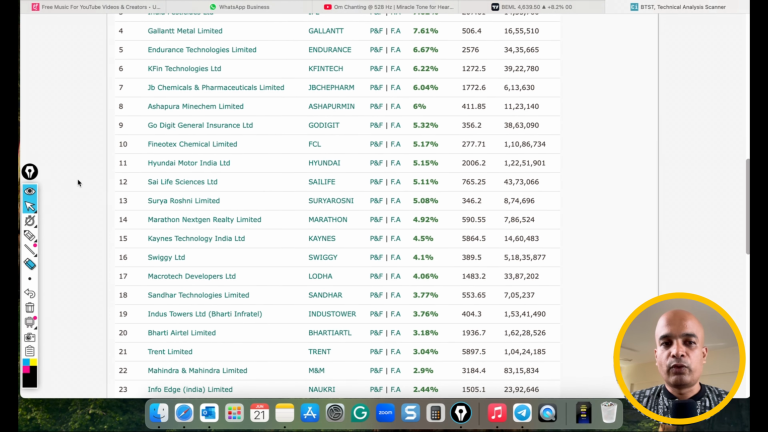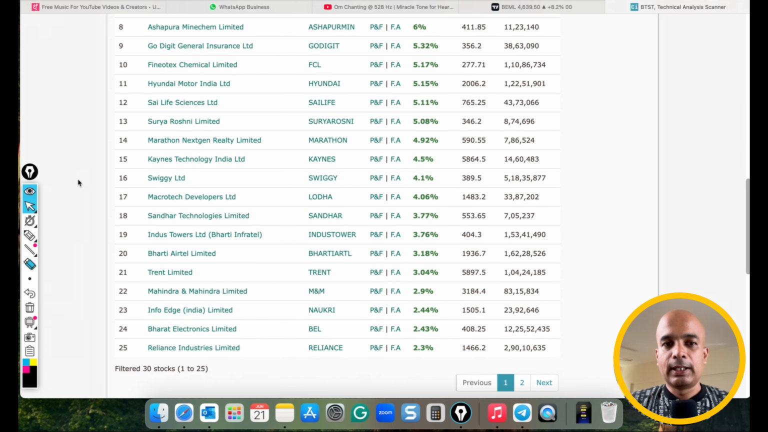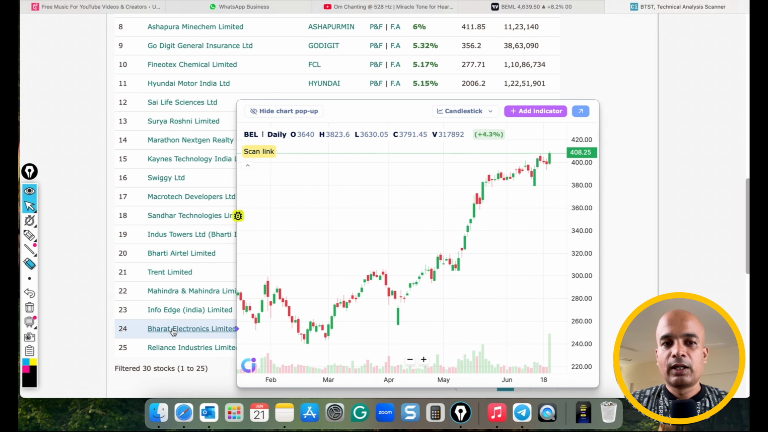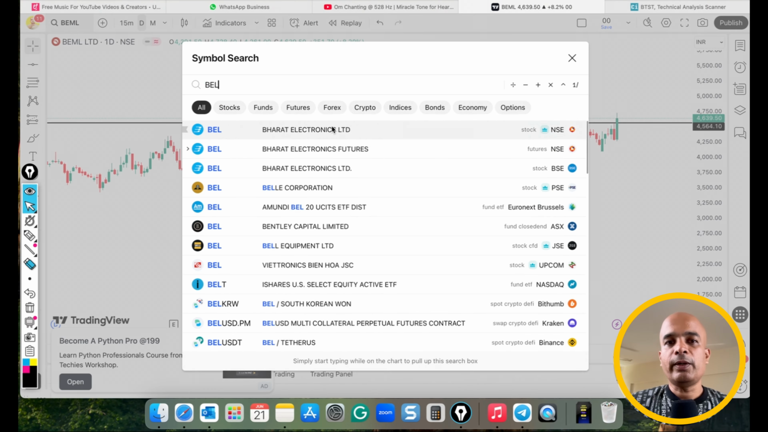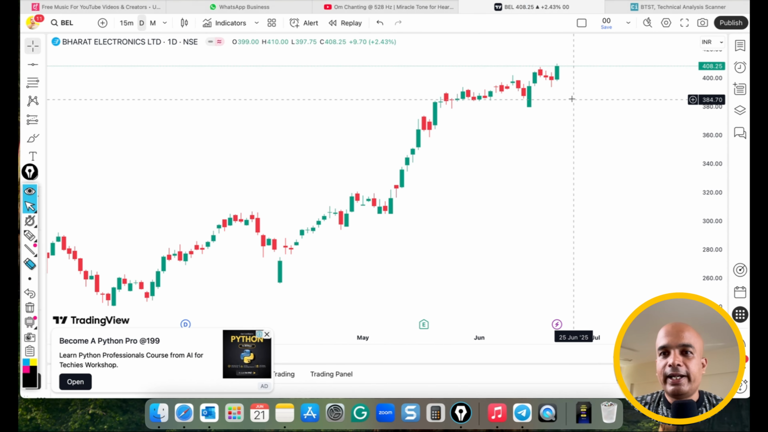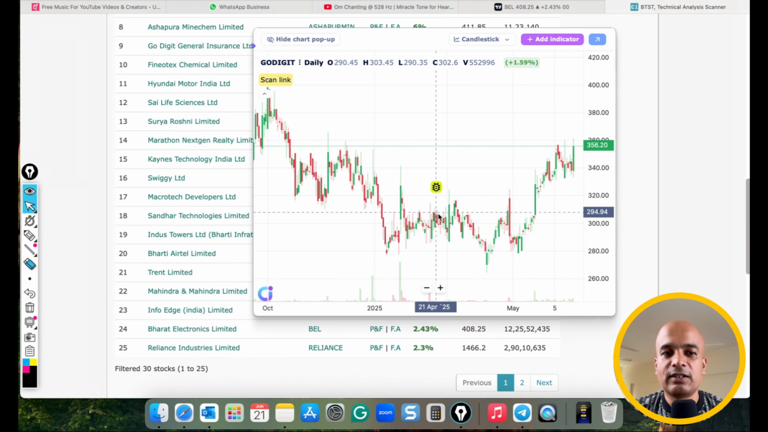For example, if I look at some other stocks, Mahindra and Mahindra is there. This is okay. Bharat Electronics Limited, I think it's BEL. BEL is also quite good. See here, for example, if I go here, BEL is also good. See here, BEL is at an all-time high. It displayed some consolidation and it is ready to move up once again, right? See, BEL is also good.